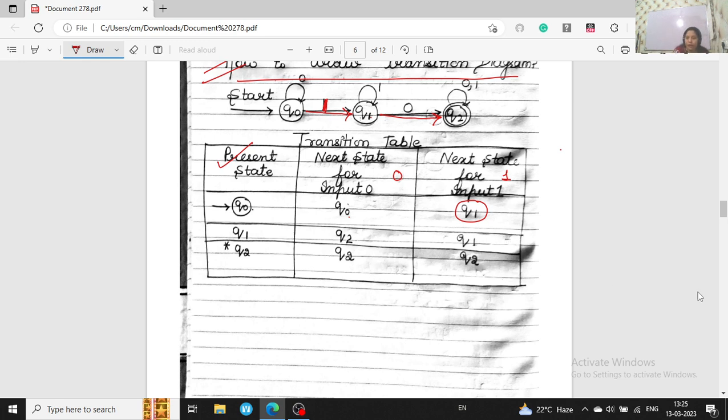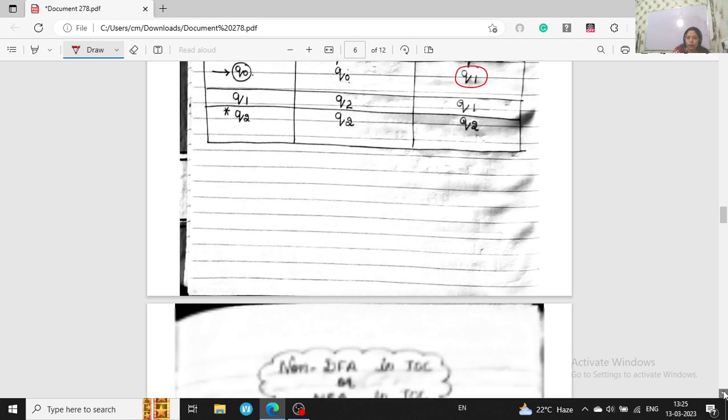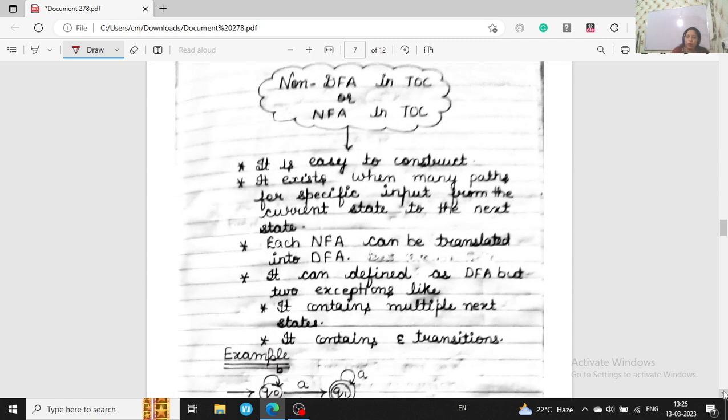Now the next topic is NFA in TOC, non-deterministic finite automata. It is easy to construct. It exists when there are many paths for a specific input from the current state to the next state. In DFA, there is only one path.